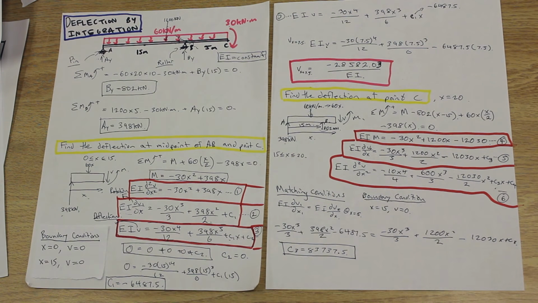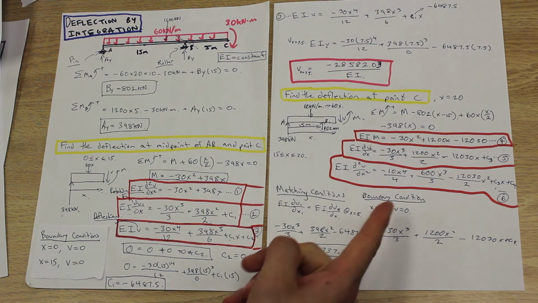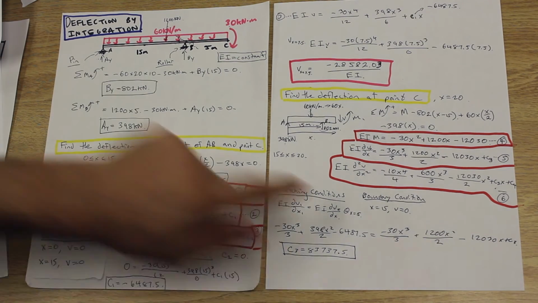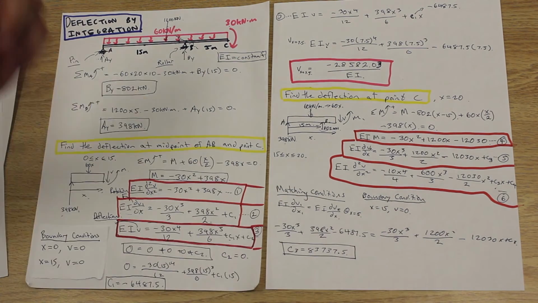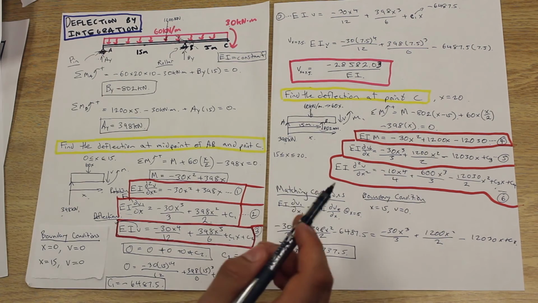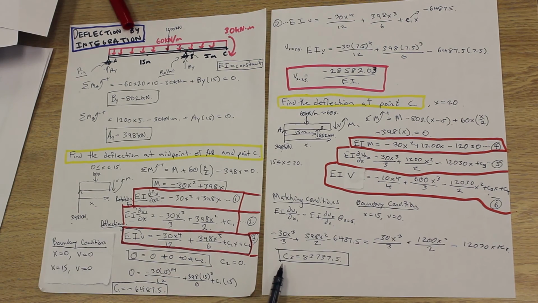So, what do we do next? Well, we use the boundary condition that we have. When we have X equals 15, V equals 0, we went over that before. So using the constant of integration that we just solved for, C3, we can now solve for C4, and we're going to do it exactly the same way as we solved initially for C2.